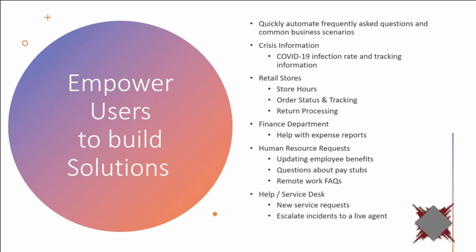If you're a retail store, you can have your bot do a couple of things like tell customers about store hours, do order tracking, assist customers with returns or return processing. You can have your bot integrate to those back-end systems and make it a seamless approach. Finance departments can help with frequently asked questions or general questions about filing expense reports. There's a procedure that needs to take place. You can program that into your bot to help your employees with their expense reports.